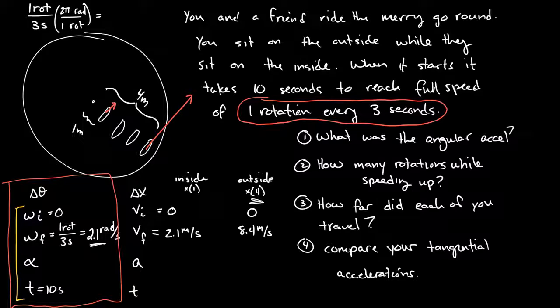Well, that means I'm going to have to convert back from radians back to rotations. Why did I convert in the first place? Probably more for things like question 3 and question 4, where I'm definitely asking for a linear answer, and I would have needed the radians to get that. Does that make sense? Yeah.